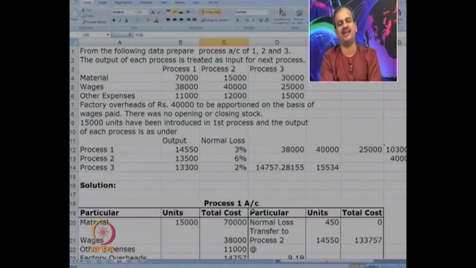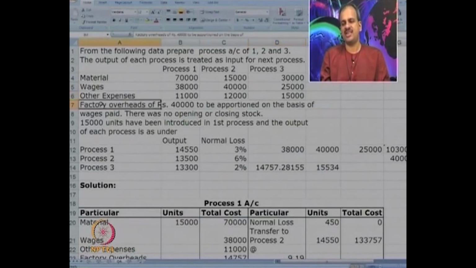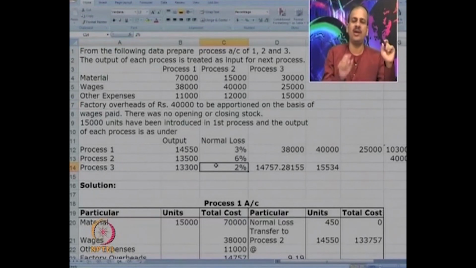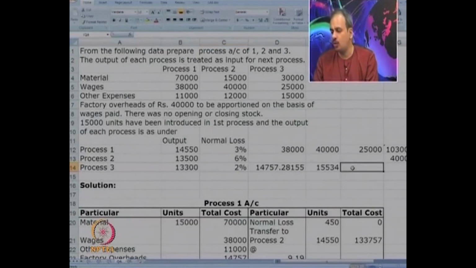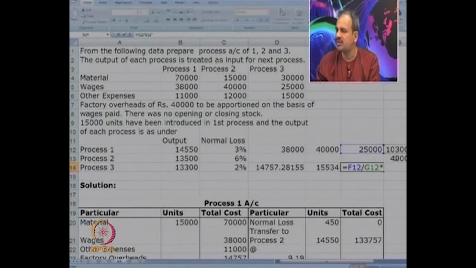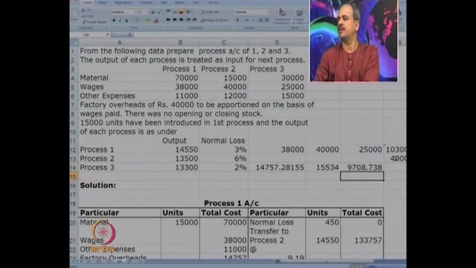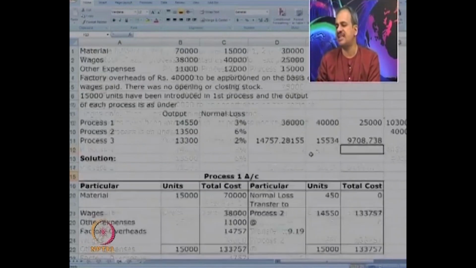Now look at the data and try to prepare process 3. So in process 3 you can see 30, 25, 15 is a cost plus the proportionate share of factory overheads plus the charge from process 2, which will be the total cost, and normal loss is 2%. So try to calculate the abnormal loss or abnormal gain. Let us first look at the overhead cost. So 25 upon 103 into 40. So 9708 is the chargeable overheads.